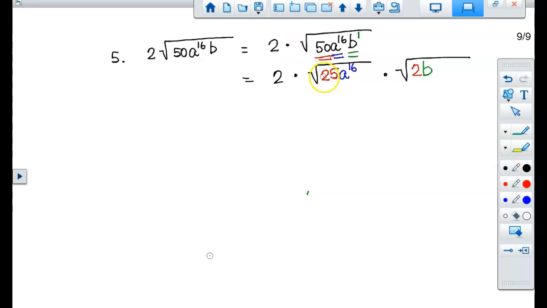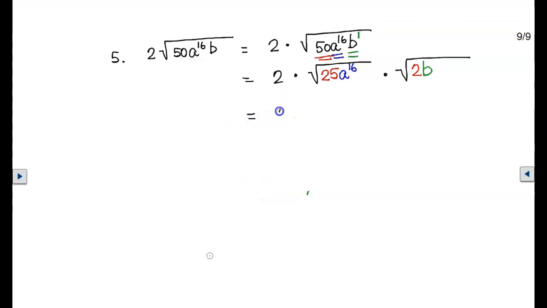So to recap what we just did there, 50 is 25 times 2. The 25 comes from the list. a to the 16th is already a perfect square because of the even exponent, so we put it with the 25. b to the first is not an even exponent, and I can't get an even exponent from it, so he goes over here with the 2.